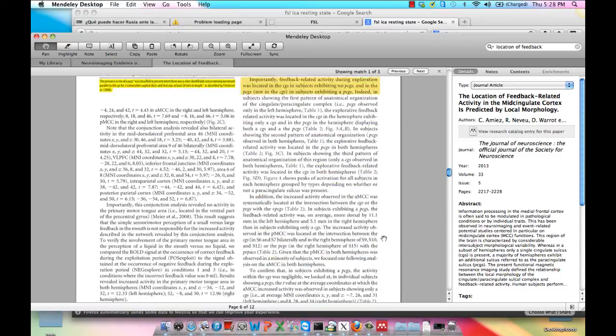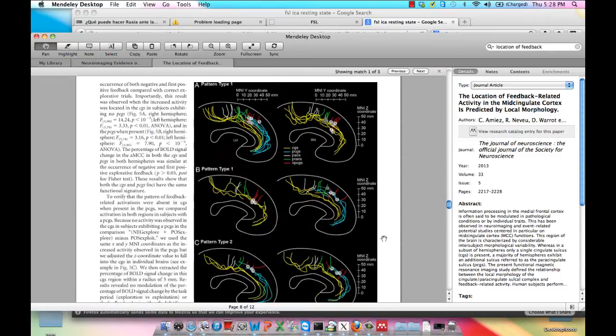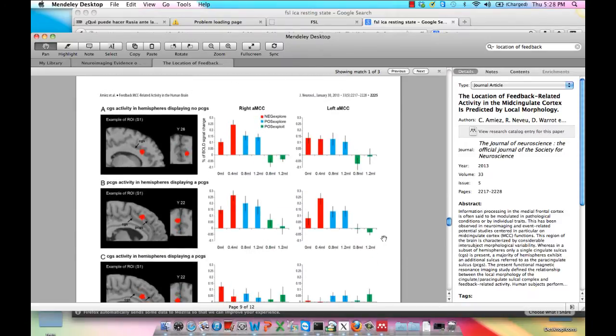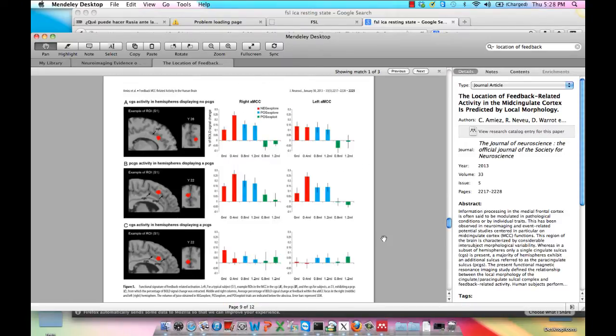The reason that this is interesting is because when you look at feedback-related activity and possibly other phenomena that are associated with the medial prefrontal cortex, it depends on whether the person has a paracingulate sulcus or not. So here we have on the top panel a subject who does not have a paracingulate sulcus. You place an ROI in the cingulate sulcus and you see a pretty typical pattern of activation for feedback-related activity. But if you look at people who do have a paracingulate sulcus and you place the ROI in the paracingulate sulcus, you see a pretty similar activation profile across different conditions.